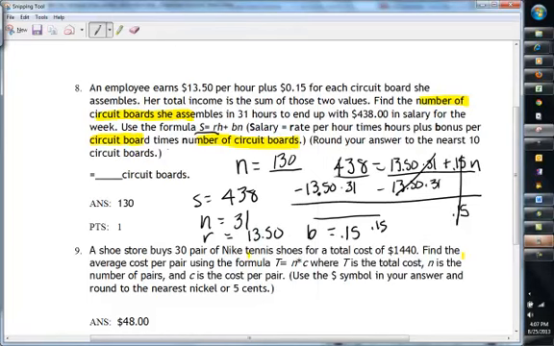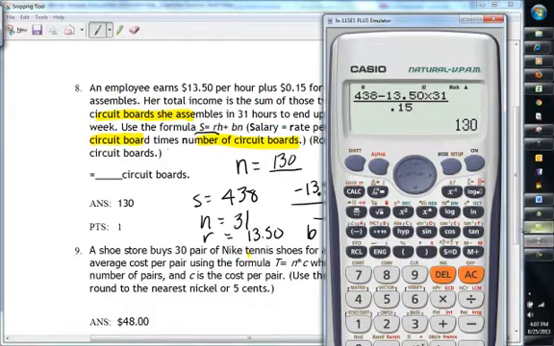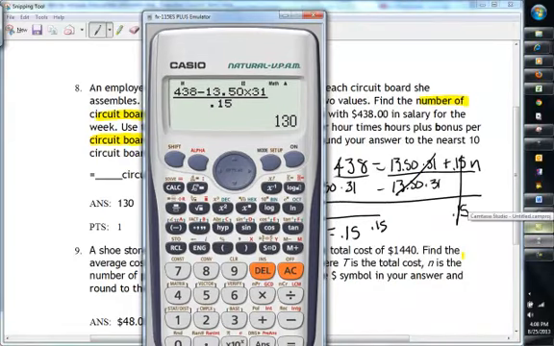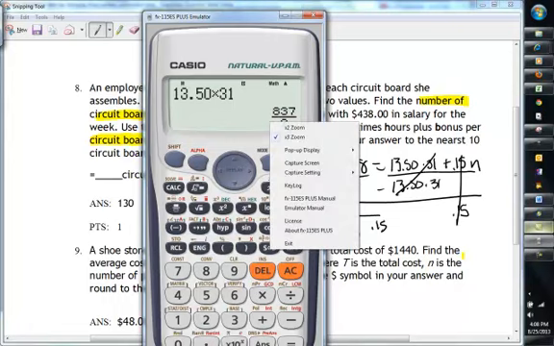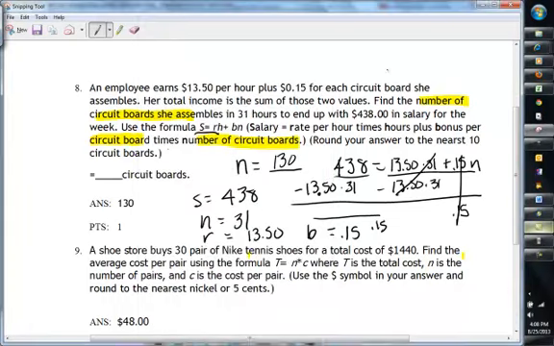The other way you could do this is you could just multiply out 13.50 times 31, and you get 418.50. So subtract 418.50 from 438, and then you would still divide by 0.15. You get the same answer, it's just a lot less algebra involved, and sometimes you guys don't like algebra.